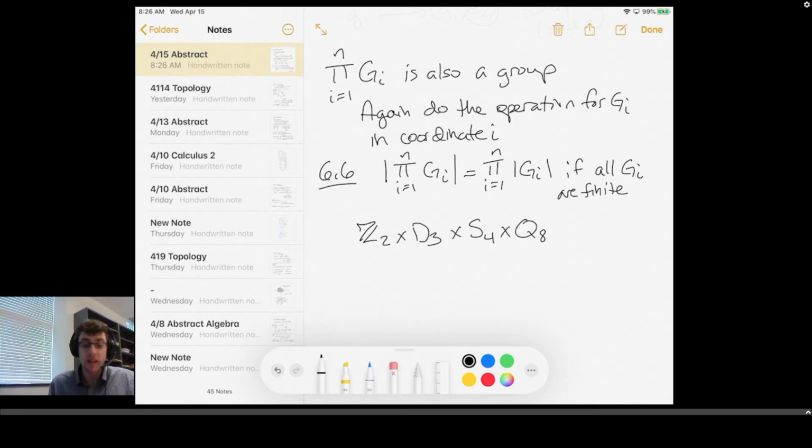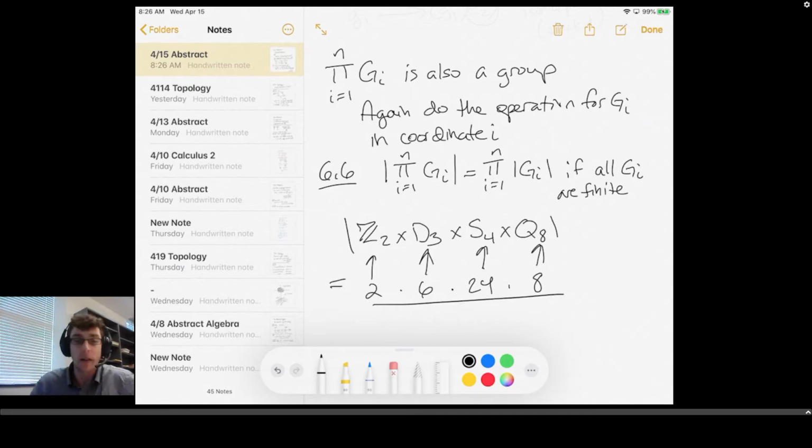and you see this and you want to know how big is it? Well, all these are finite groups. And so you just look at it and you're like, okay, this has 2, this has 6, this has 24, and this has 8. And so this is going to be the order, whatever that ends up being. I don't know.